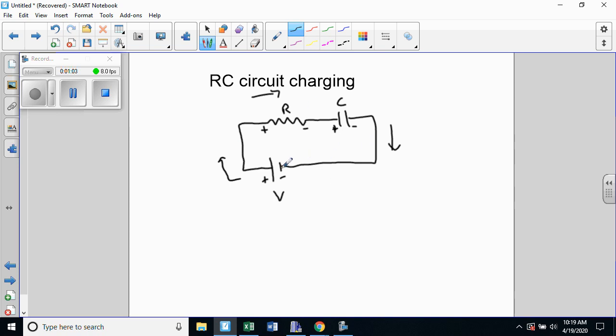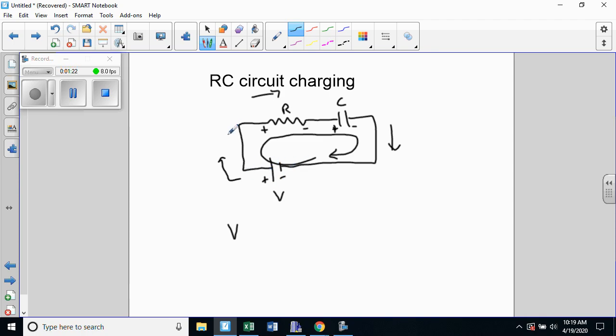Now let's go ahead and do a loop. I'm going to use the battery to help me with the direction of my loop. My battery is going this way, so I'm going to do a clockwise loop. So let me take my finger in a clockwise direction. As I go through the battery, I get a raise of V. Low side to high side is a raise of V.